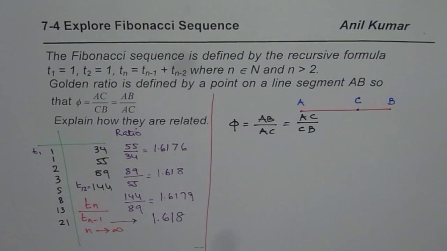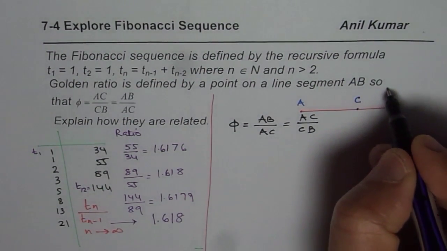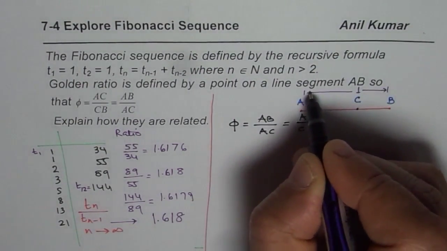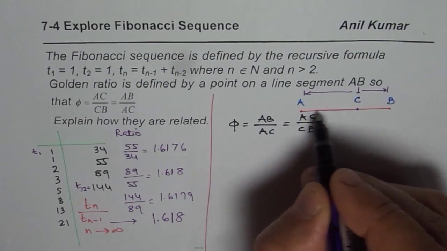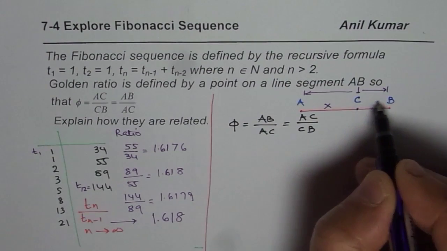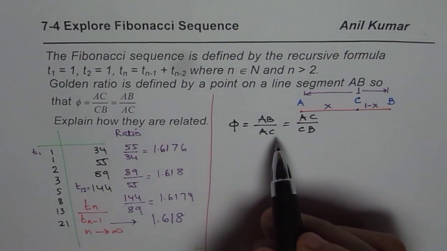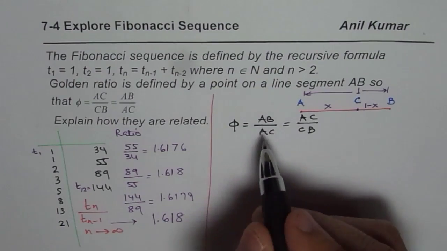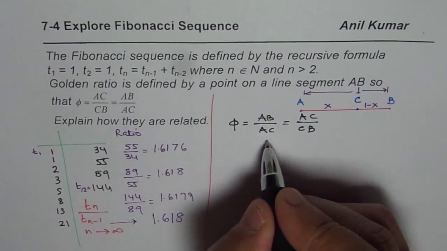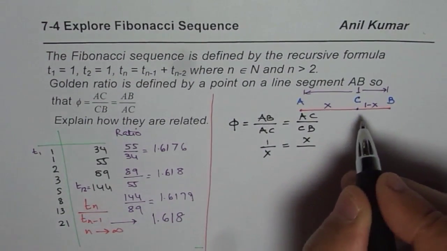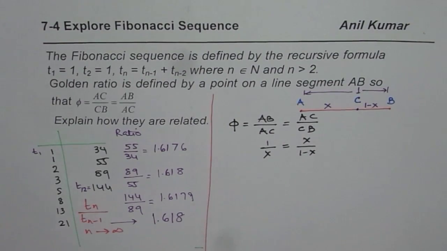Now let us assume that the whole in this particular case is 1. So let us say A to B is 1 unit long. And the smaller section A to C is x, then obviously CB is 1 minus x, correct? So now we will place these values in our ratio and then work with that. AB is 1, so we get 1 over AC is x equals AC is x over CB is 1 minus x. Let us solve for x.